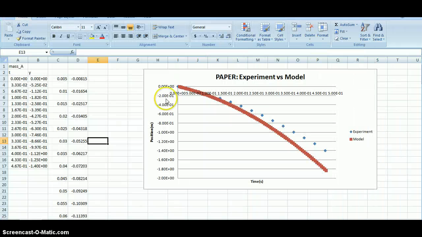I modeled this on Excel. The blue represents the Tracker information from the experiment, and the red represents the Python model. Obviously, the model, since it did not use the drag force, fell faster than the experiment would have predicted.